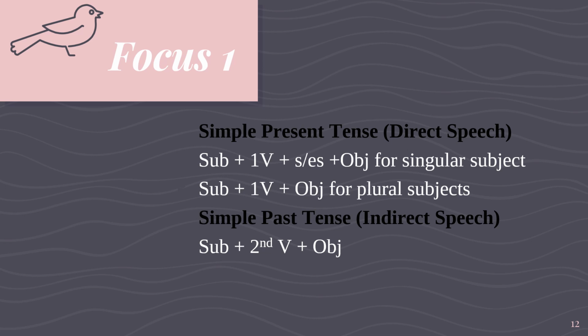That simple present tense in direct speech would be changed into simple past tense. And what is simple past tense? We only use the second form of the verb with subject and object. For example, I write a letter would be changed into she wrote a letter.